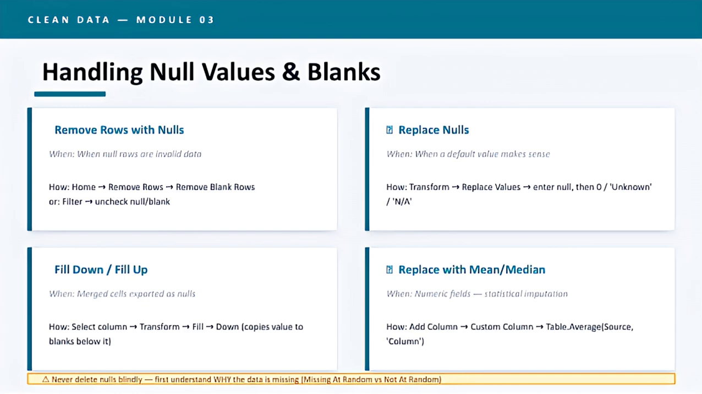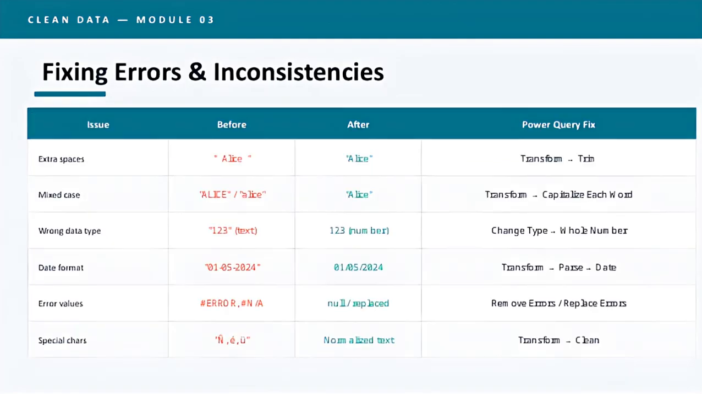Now let's look at some common data cleaning steps that are essential for preparing your data. First, we often encounter normalized text, which includes characters like n tilde, e acute, and u umlaut. These special characters can sometimes cause issues, so we need to handle them carefully. Next, we deal with special characters, which might be unnecessary or problematic in our dataset. Removing errors or replacing erroneous data is crucial.